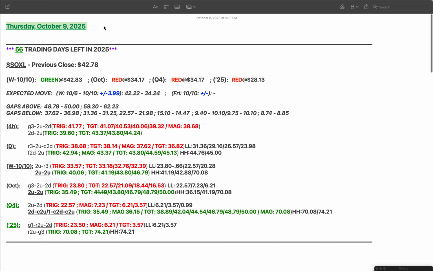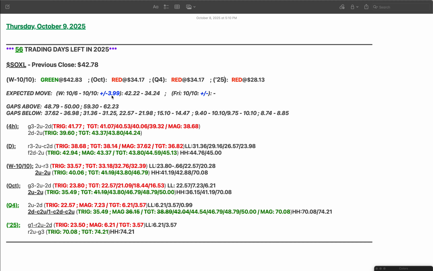So this is for Thursday, October 9th. There will be 56 trading days left in 2025 tomorrow on October 9th. Previous close, which is today's close, is 42.78. So we're still just barely red on the week. So to flip green, we have to hit 42.83. But the month, the quarter, and the year are green. These are the levels that you would have to hit to flip them red.